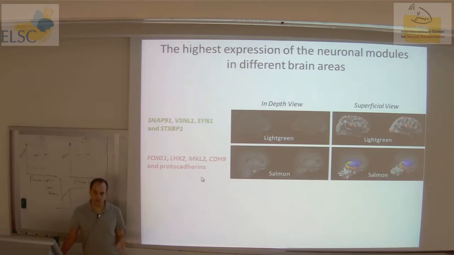Because we're looking at adult brain, it could mean that the same genes are also involved in the development of the brain. So this could be a part of the brain that copies the processes and the genes that are also involved in development. This is one of the problems of the study, that we looked at adult brain.